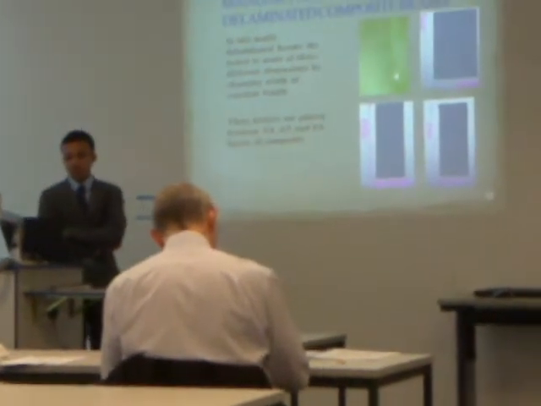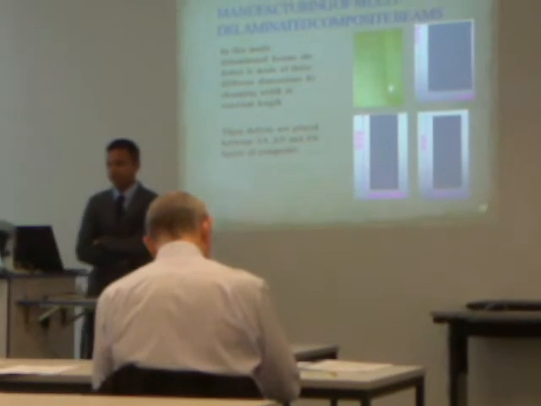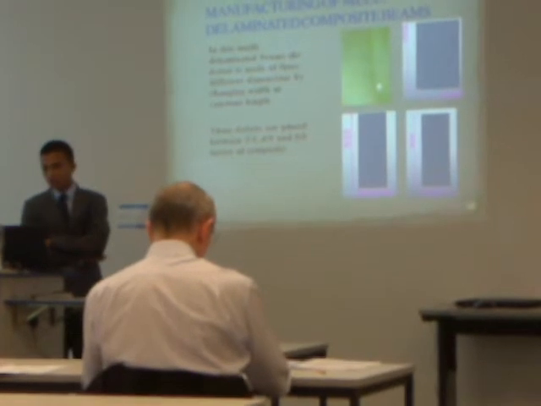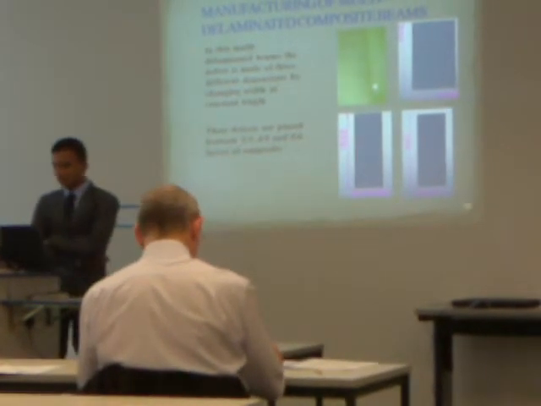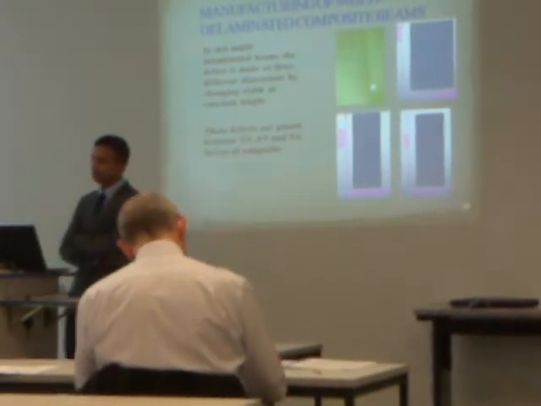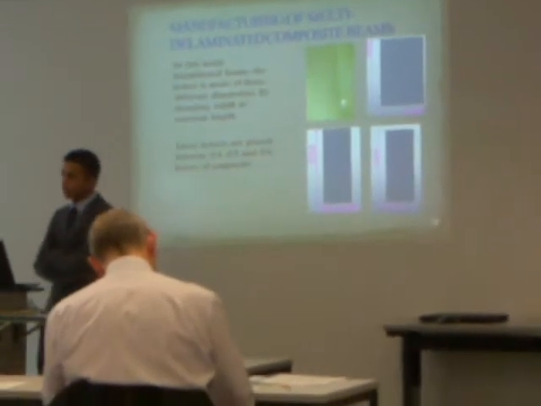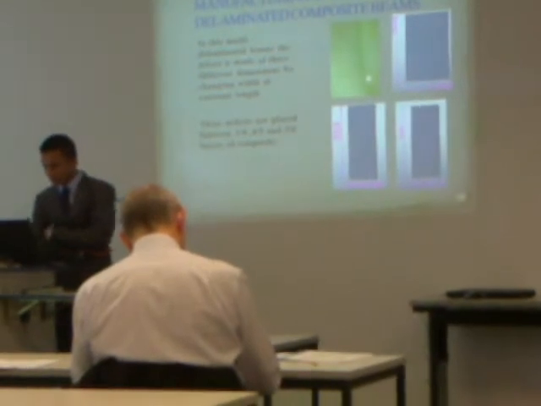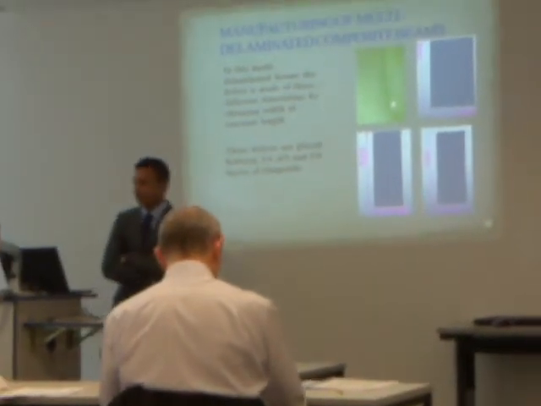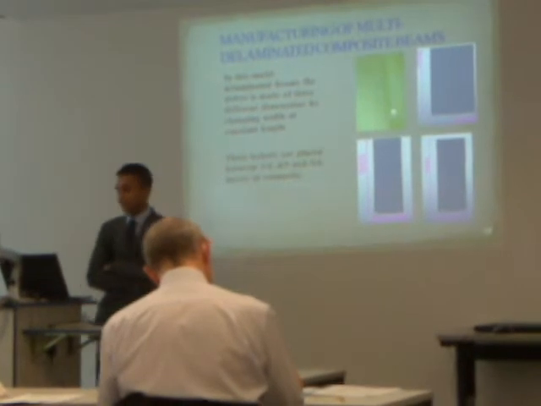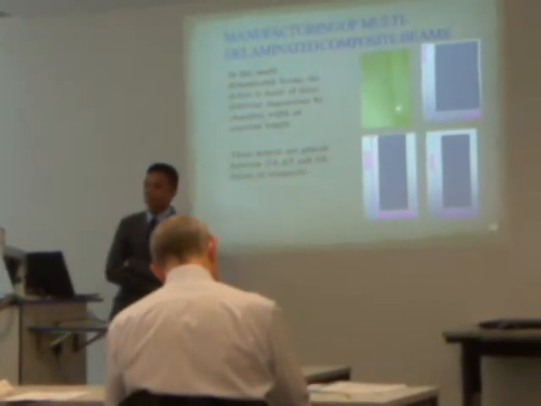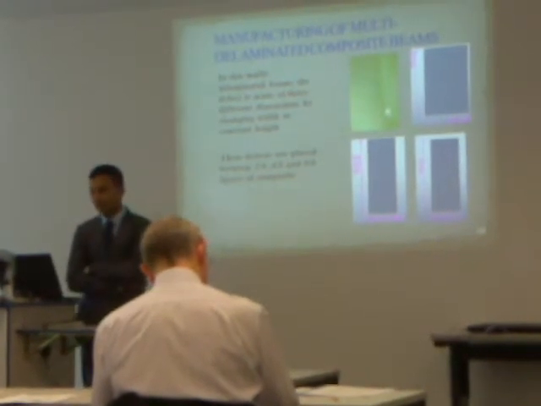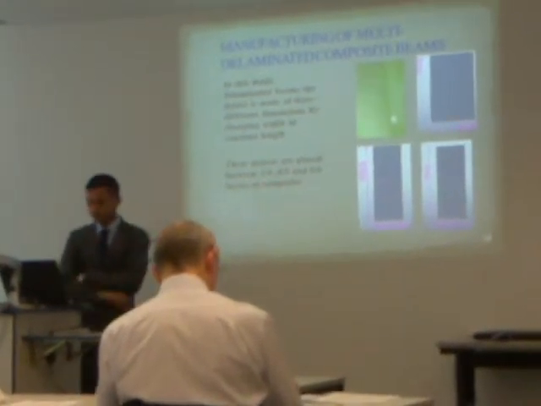The manufacturing of delaminated composite beams. The delaminated composite beams are manufactured using 3 different defects. For manufacturing the defects, we use Teflon as material, and the dimensions of the defect material are 50 by 100, 30 by 100 and 20 by 100. These defects are placed at 3 different layers of the composite material, like 3, 4, 4, 5 and 5, 6.